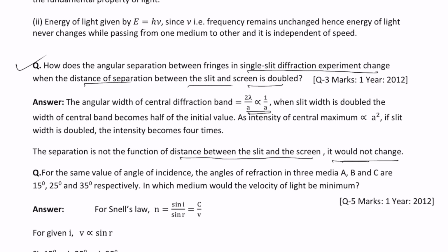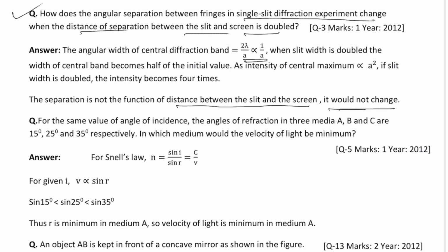That's all. Now the next question. For the same value of angle of incidence, the angle of refraction in three media A, B, C are 15 degree, 25 degree, 35 degree respectively. In which medium would the velocity of light be minimum? So Snell's law is this. Refractive index is sin i by sin r. This is also the ratio of the velocity of light in vacuum to the velocity of light in the medium. Correct?